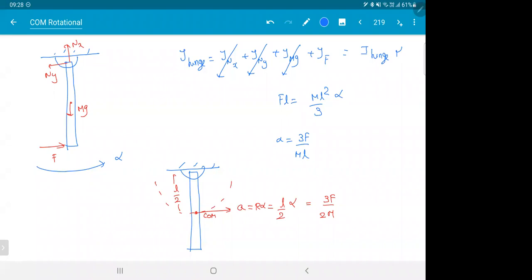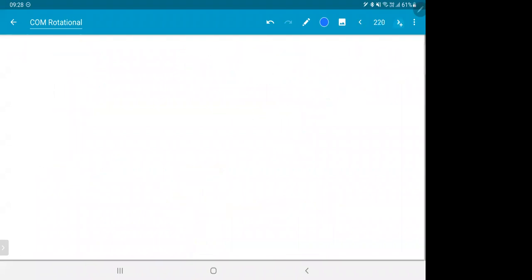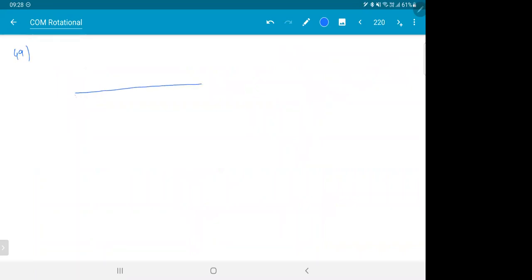Clear with this? Next one. Let's say a similar one. We have a rod, hinged at the center, mass M and length L. We are applying a force F here, at a distance of L by 4. This point is A.